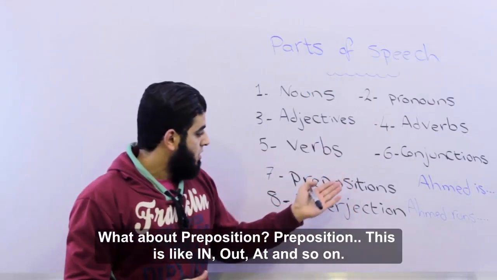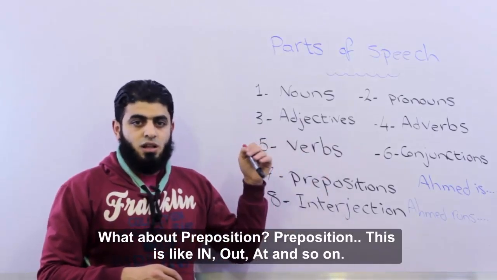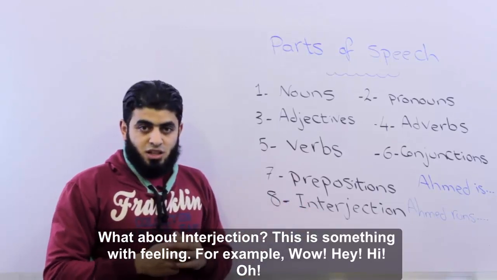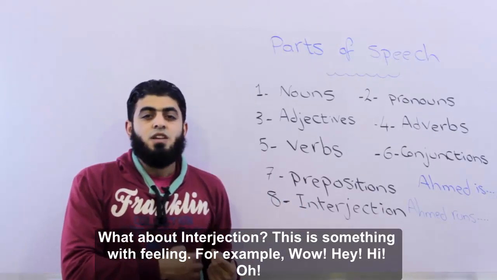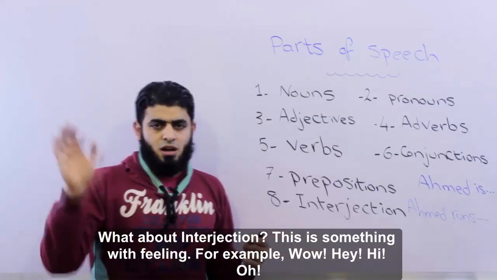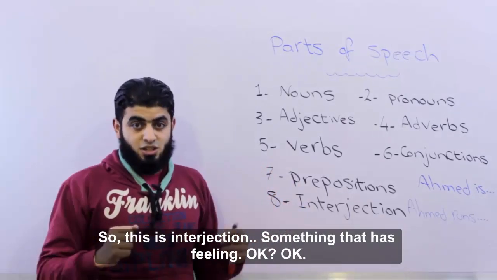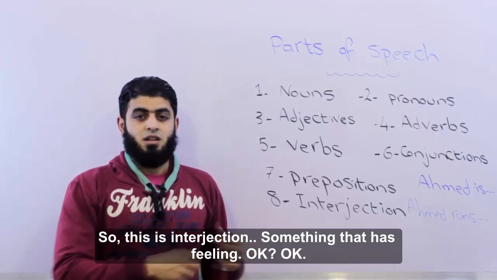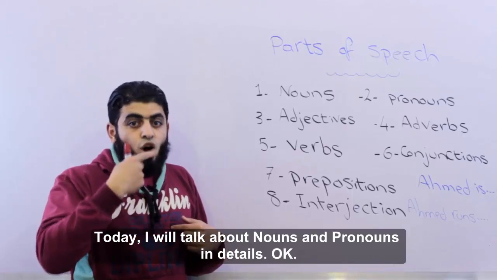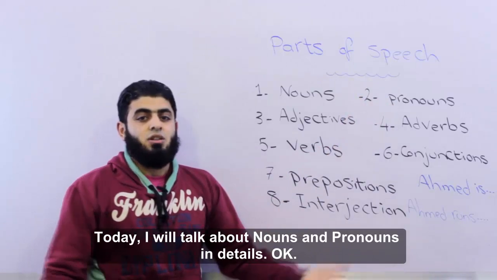What about preposition? Preposition, this is like in, out, at, and so on. What about interjection? This is something with feeling. For example, wow, hey, hi, oh. So this is interjection, something that has feeling. Okay. Today I will talk about nouns and pronouns in details.